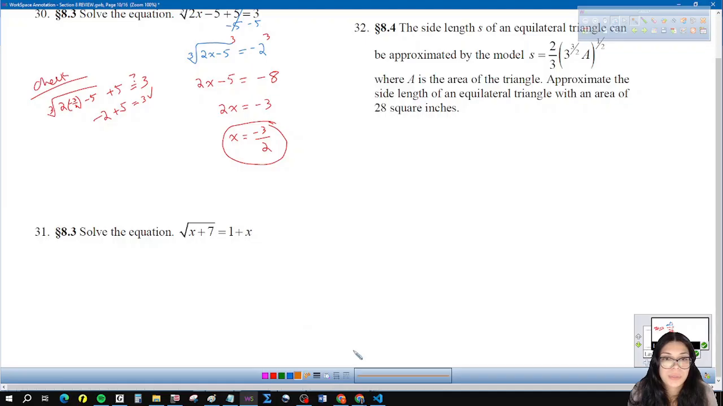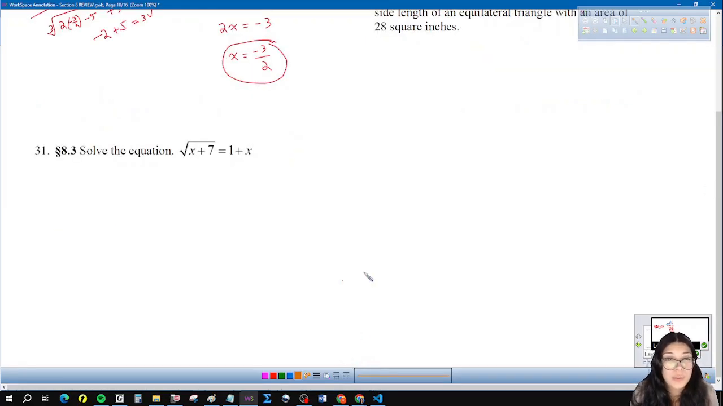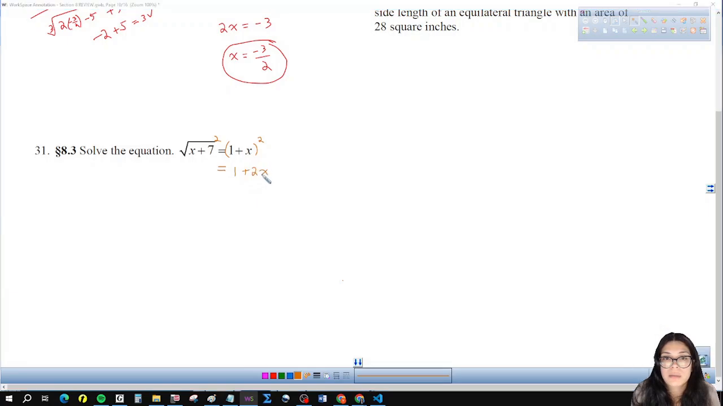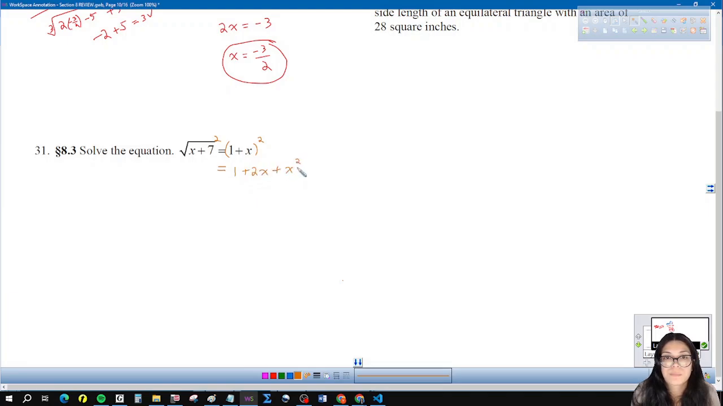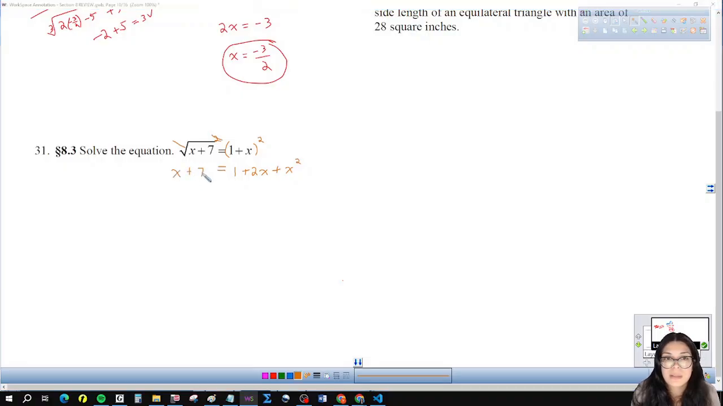Okay, for number 31, we need to get rid of the square root, which is already by itself on the left side. So we're going to square both sides. Remember, when you square, you must do 2 copies multiplied together. So this will be 1 plus 2x plus x squared. On the left side, the square root and the square cancel. So we get x plus 7.